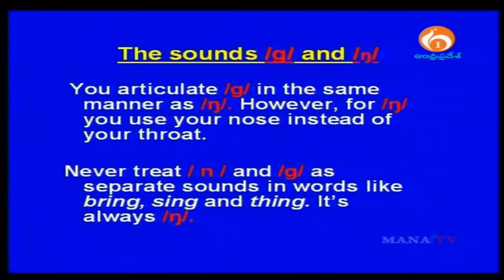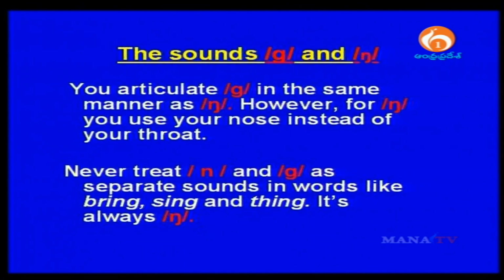This brings out the distinction between g and the nasal sound ng. Both of them have similar articulation, that is, the back of the tongue touching towards the soft palate. In the case of g, we release air through the mouth. In the case of ng, we release air through the nose.